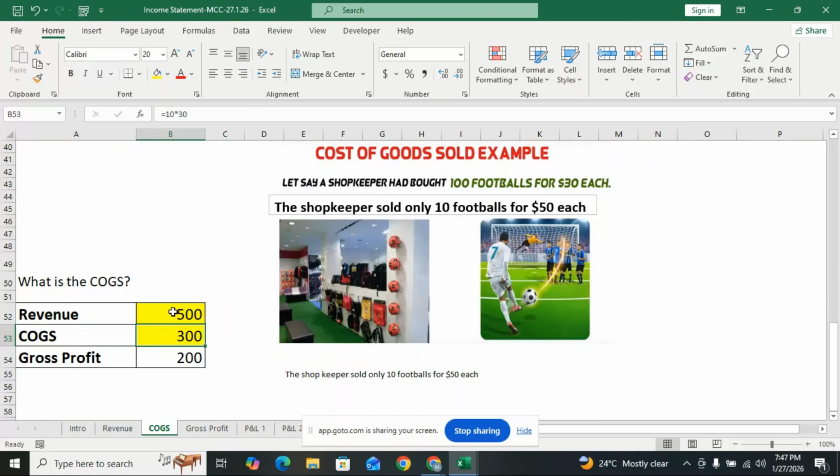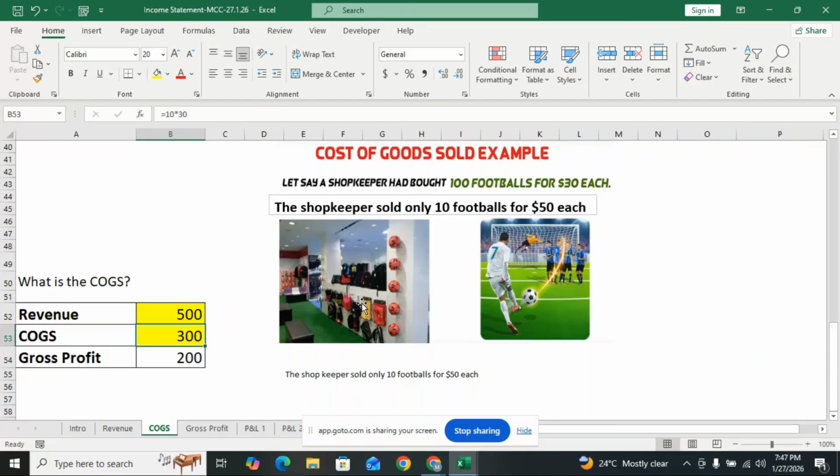Out of 100 footballs, 10 footballs are sold. So what is the cost of these 10 footballs? Cost is 30. So 30 into 10 becomes 300. So 500 minus 300 becomes 200. So the gross profit derived is rupees 200. I hope this example is very clear for all of you.